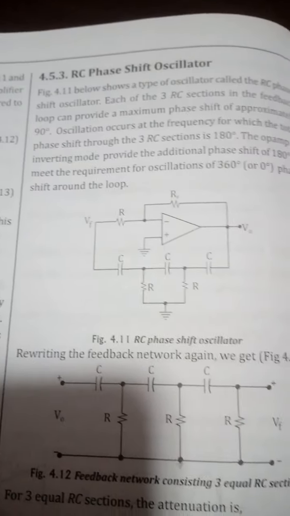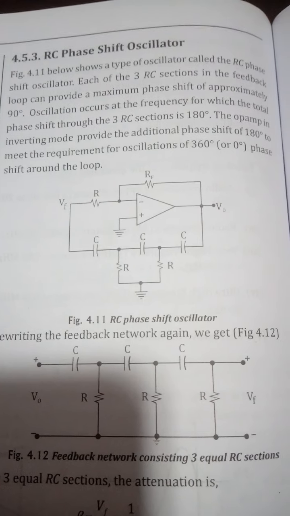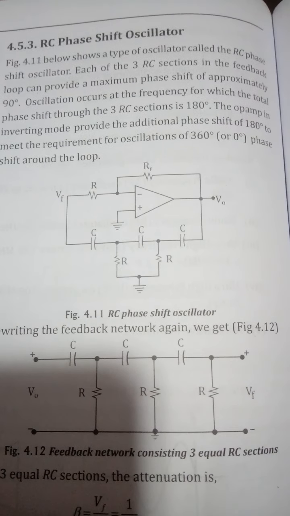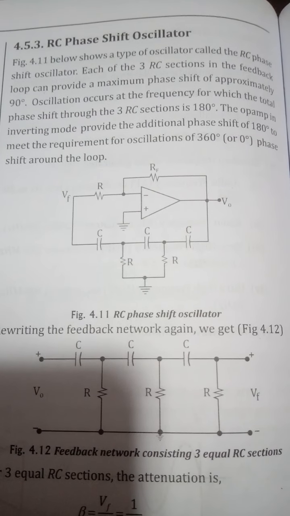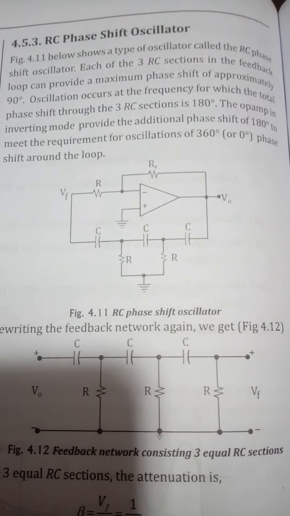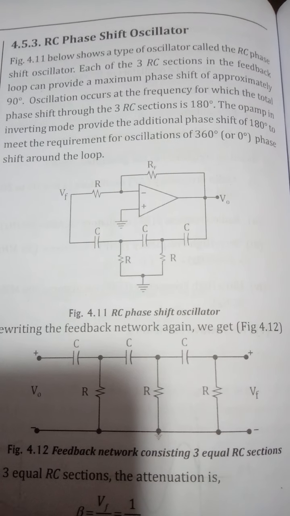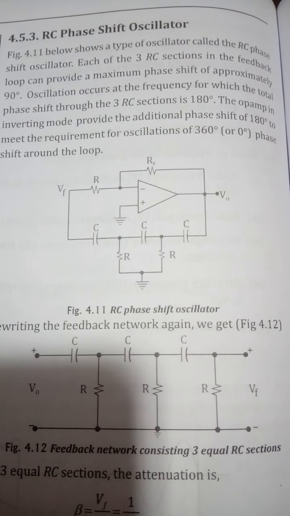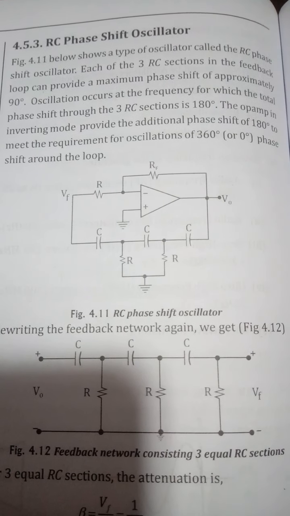In this video we will see the RC phase shift oscillator. The name itself says RC, that is resistance and capacitance. Phase shift means 180 degree phase shifting of the sinusoidal output waveform. So this oscillator does the phase shift by using the components of resistance and capacitance.